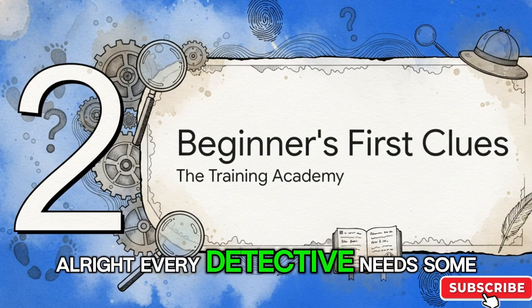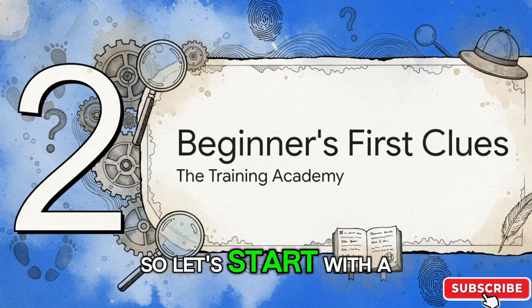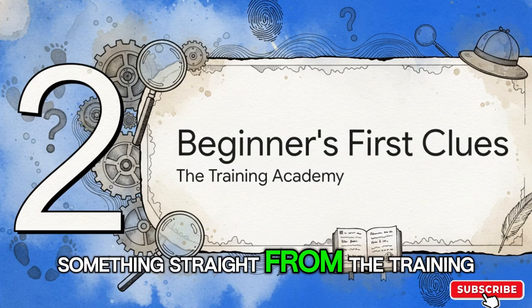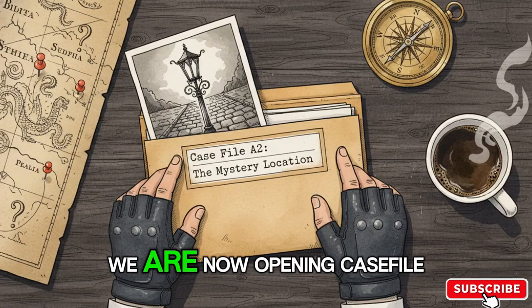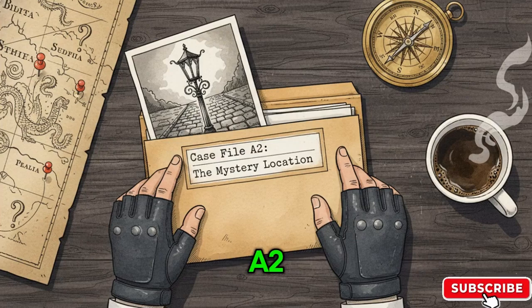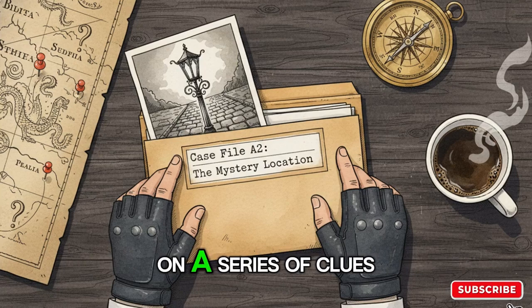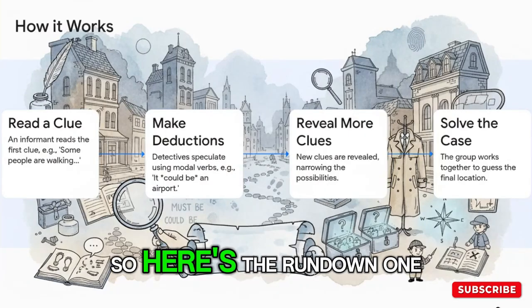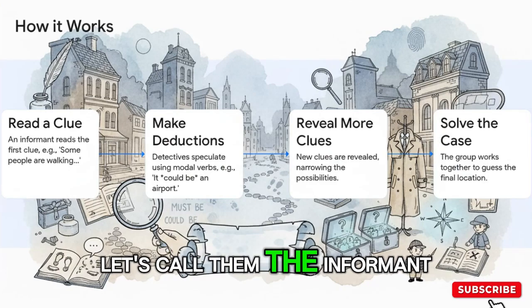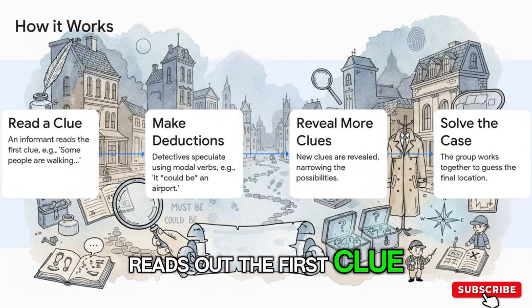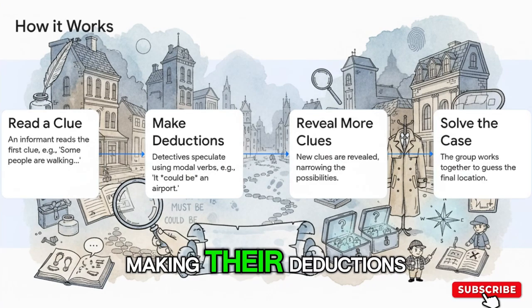All right, every detective needs some training. So let's start with a little warm-up case, something straight from the training academy. We are now opening Case File A2. The mission, should you choose to accept it, is simple. Identify a mystery location based on a series of clues. So here's the rundown. One person, let's call them the informant, reads out the first clue. Then the other detectives start making their deductions.